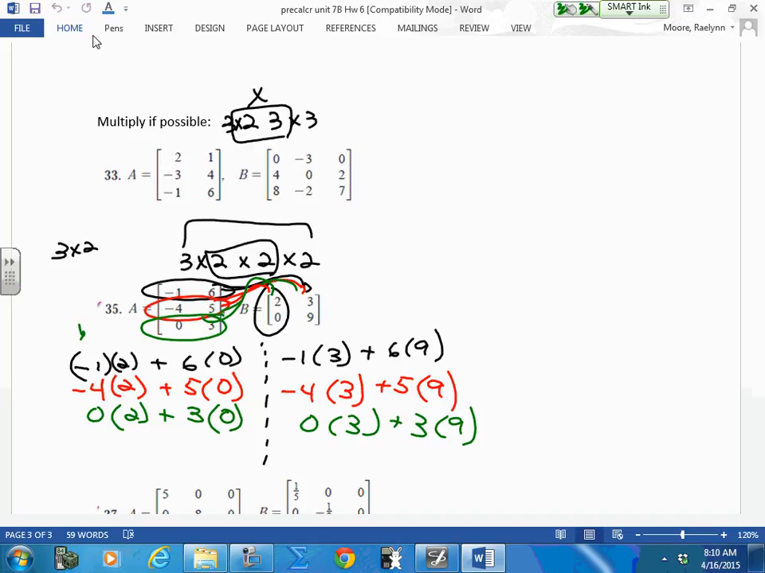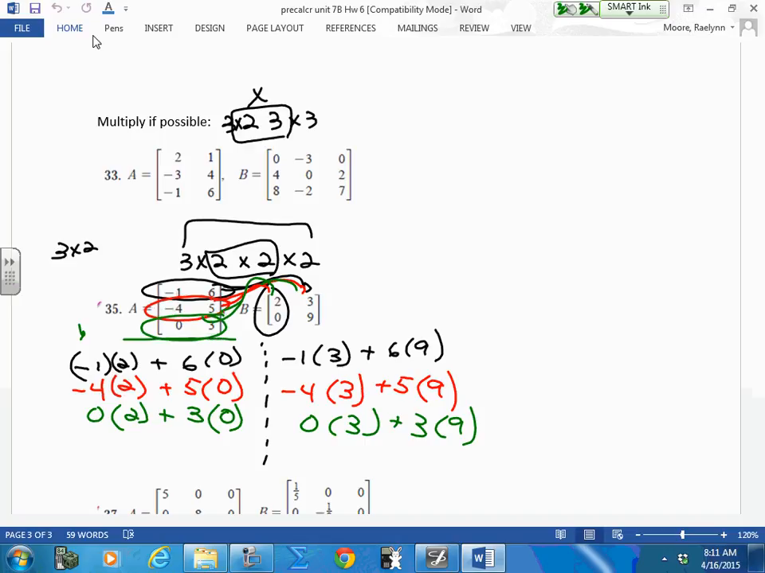Look. -1, -4, 0, 6, 5, 3. Here's all your pieces across. 2, 0, 2, 0, 2, 0. 3, 9. See your patterns? It's got a really great system of patterns here.